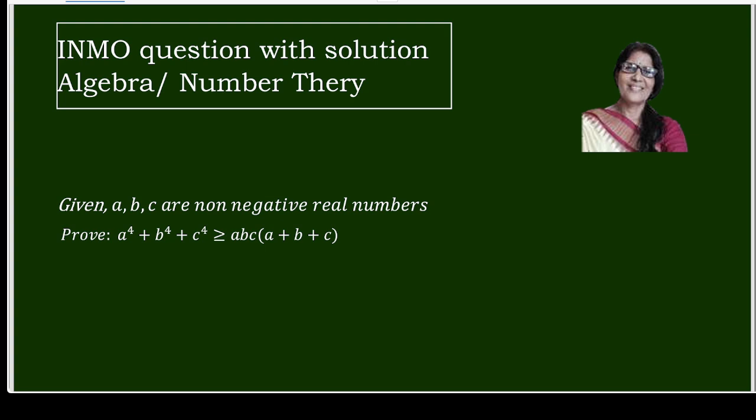This is a Math Olympiad question based on number theory. The question is: given that a, b, c are non-negative real numbers, prove that a^4 + b^4 + c^4 is greater than or equal to abc times (a + b + c).